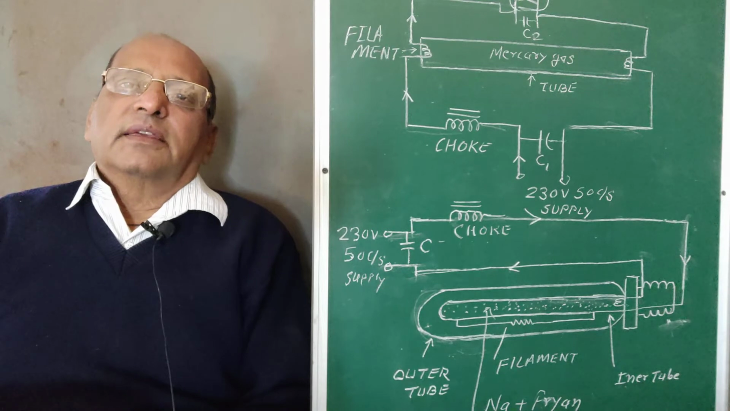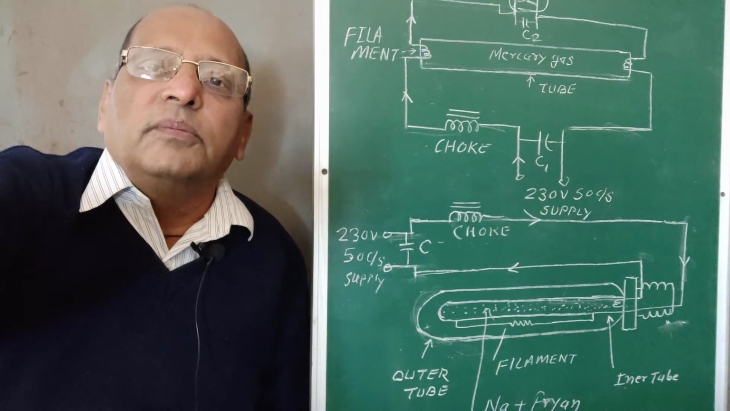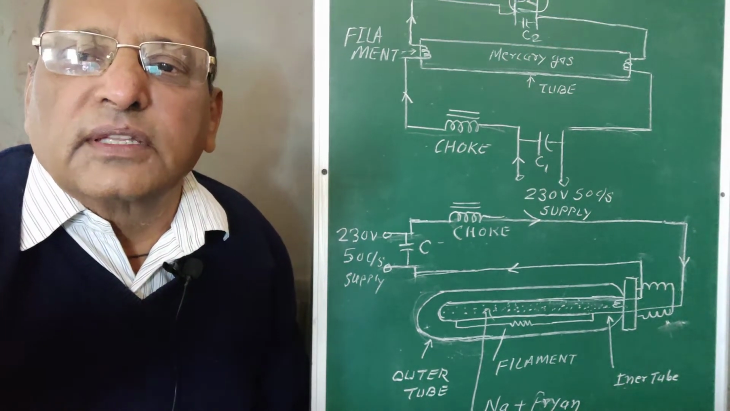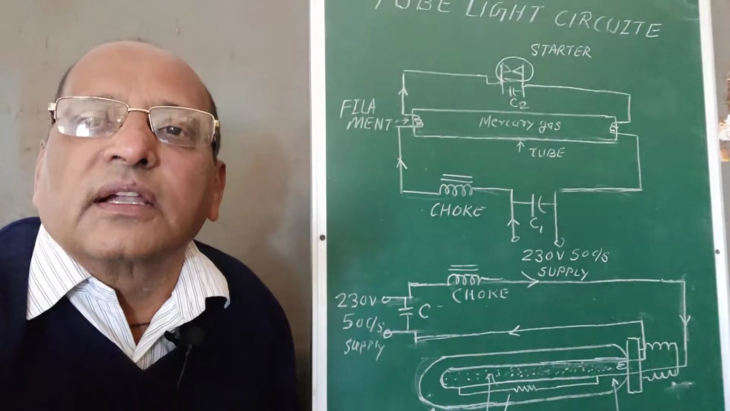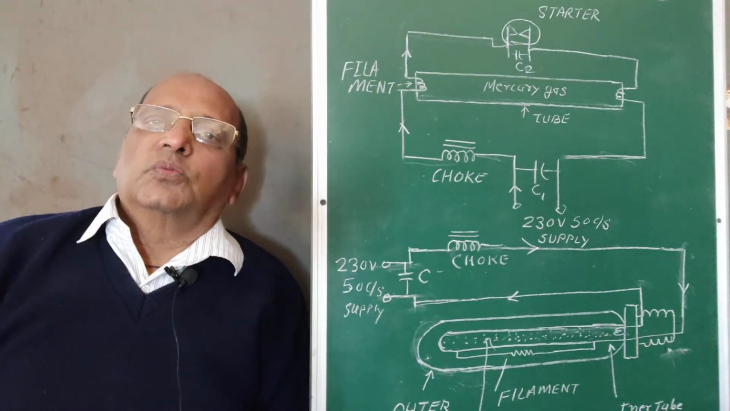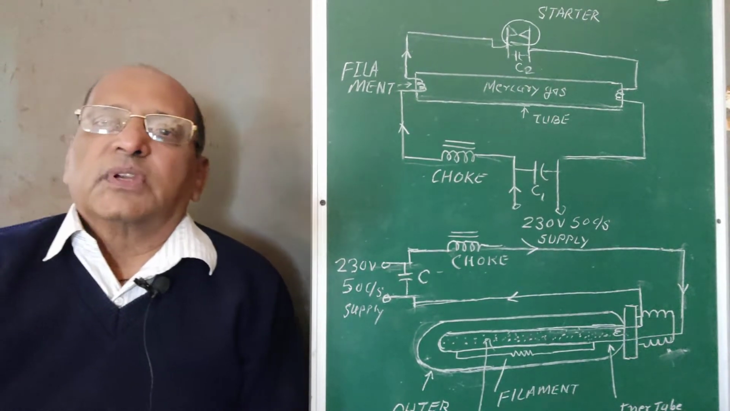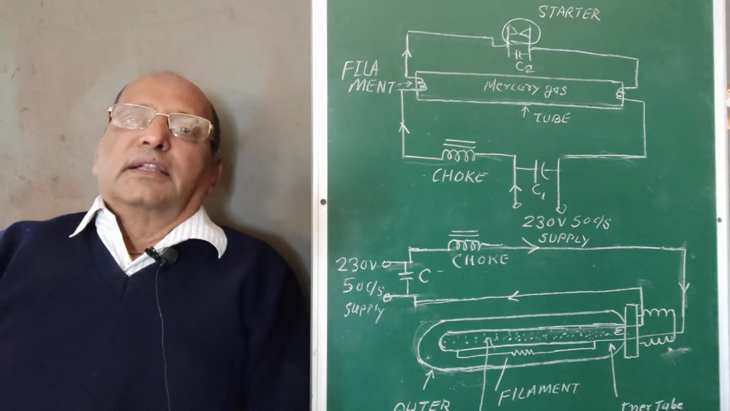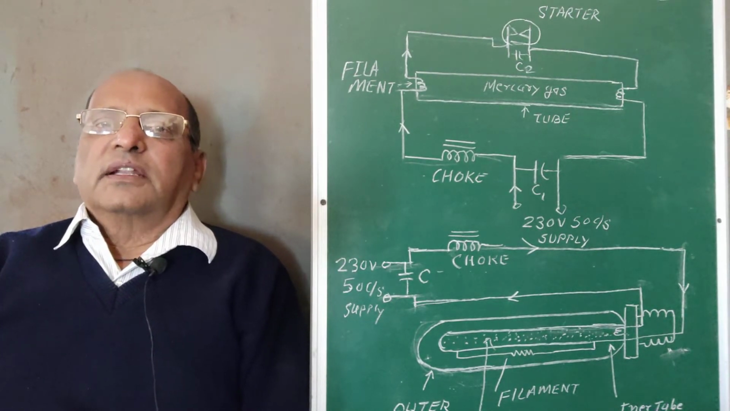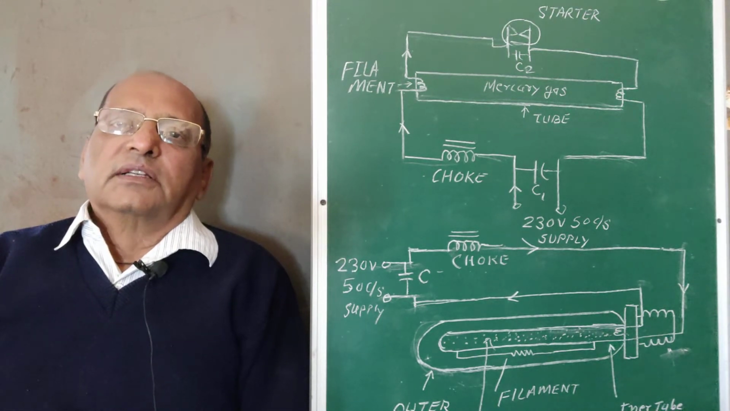So supply is given to the tube light and there is a starter at the top at this point. When the switch is on, the starter is short circuited by the two metallic strips and a high spike voltage appears across the electrodes, and the ionization of gas starts and the tube light starts lighting.